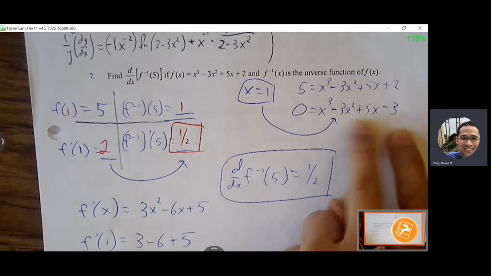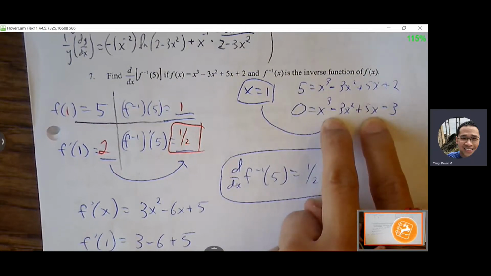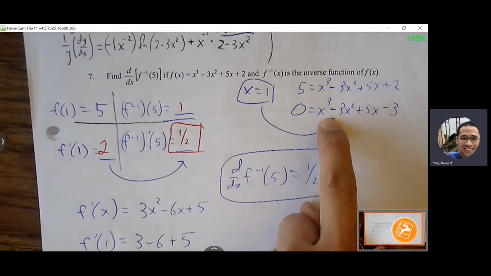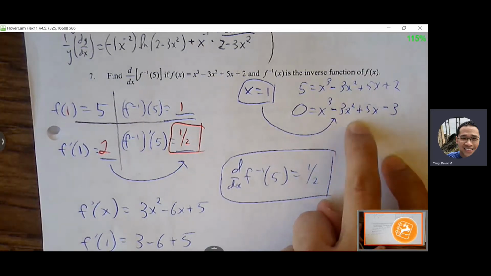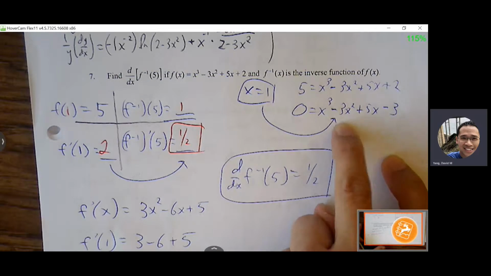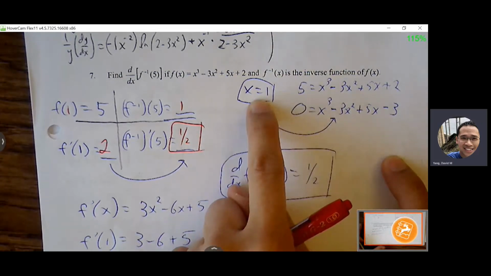I move the 5 over to the right side, and I'm just trying to figure out what x value will make this a true statement. Start with 0, then 1, then -1. Eventually, you're going to get to that number after a few tries. In this case, though, looks like 1 is going to be the best fit.